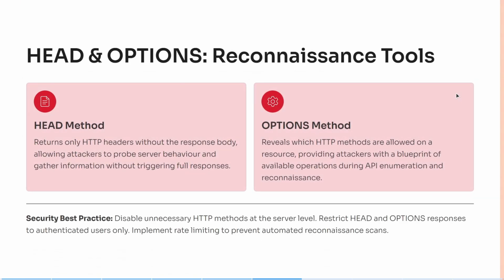Now let's talk about the HEAD and OPTIONS methods. These are reconnaissance tools for hackers. HEAD and OPTIONS are often used to gather information. HEAD retrieves headers only, while OPTIONS shows which methods are allowed. And by headers only, I mean HTTP headers. Attackers use this information to plan attacks.